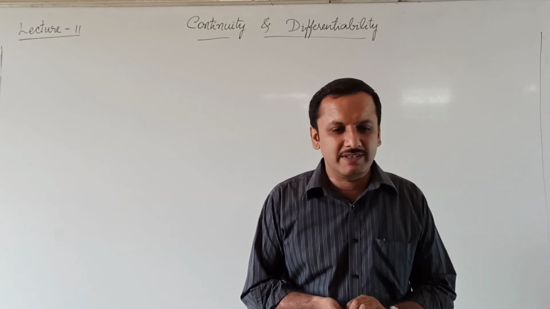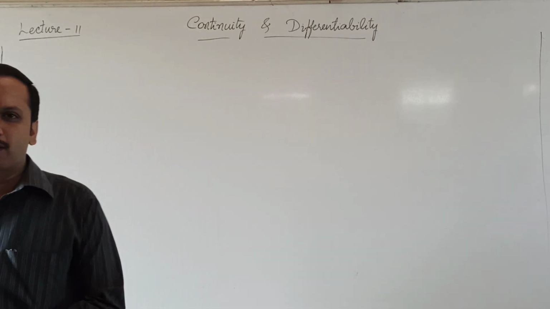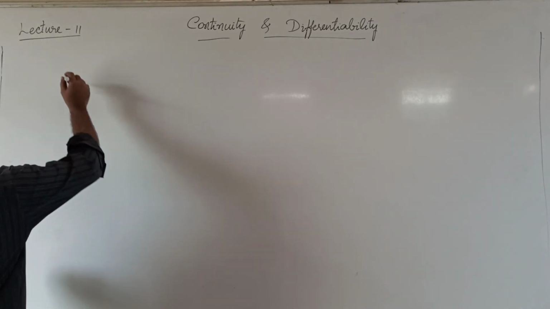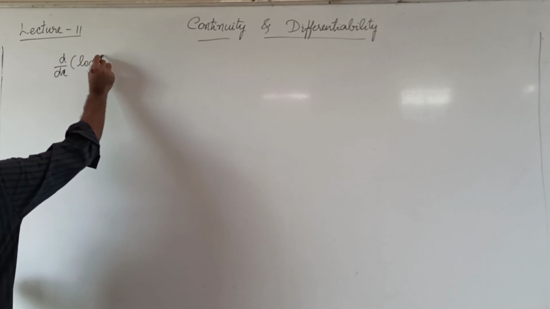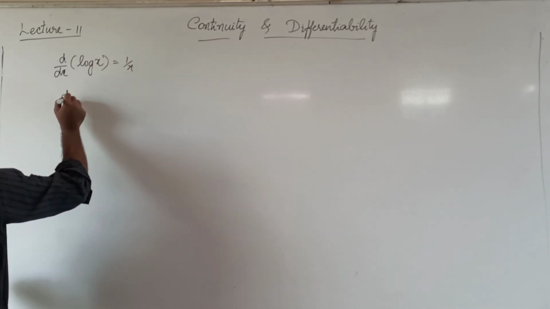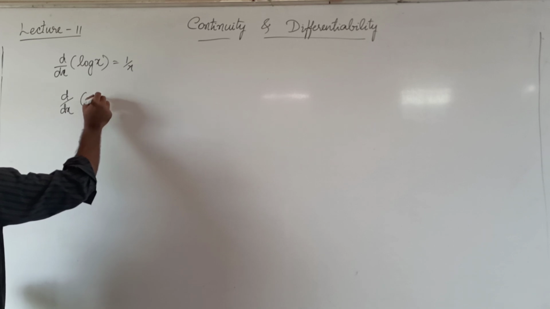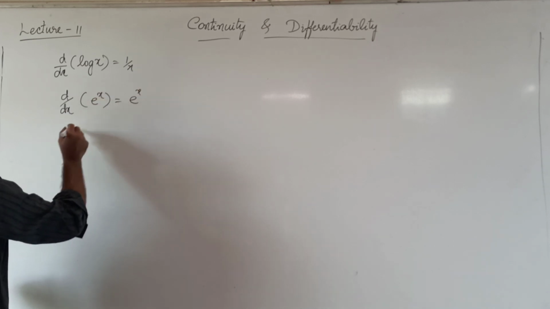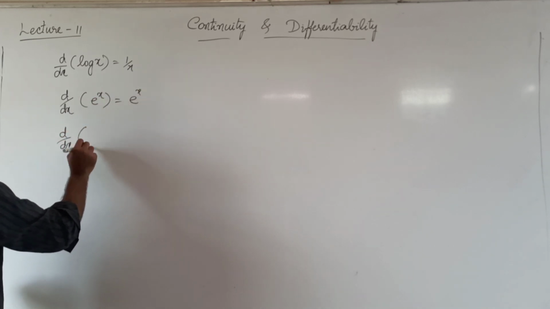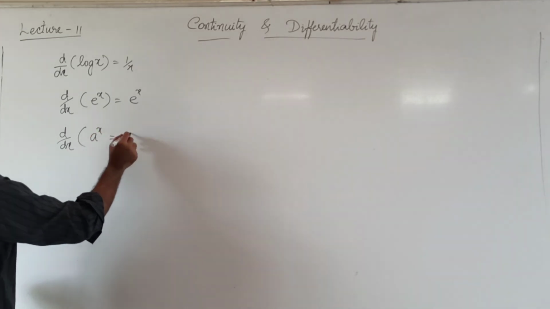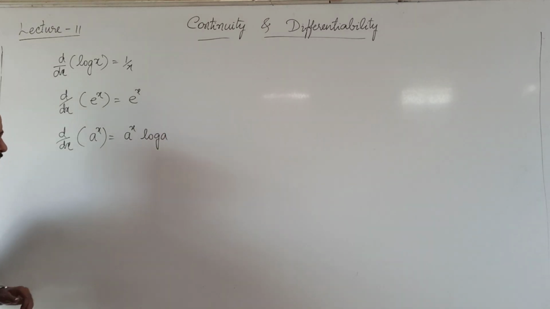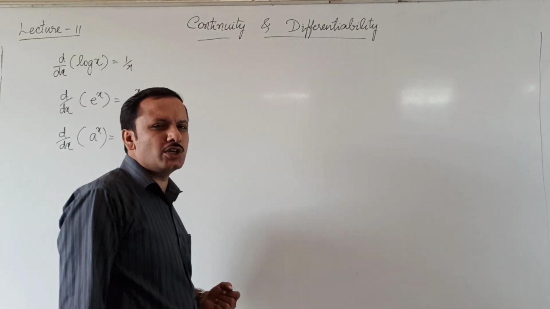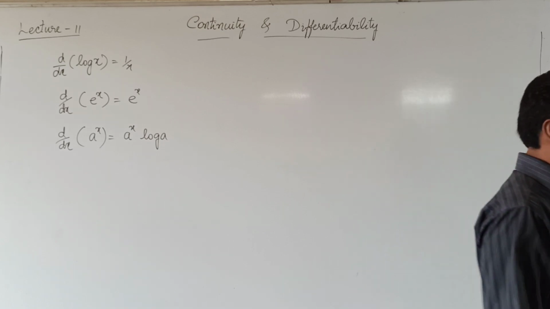In the last class we have discussed the derivatives of logarithmic function and exponential function. As we have seen, d by dx of log x is equal to 1 by x. D by dx of e power x is equal to e power x itself, and the derivative of a power x is equal to a power x into log a. So now based on these, let us find the derivatives of some more functions.